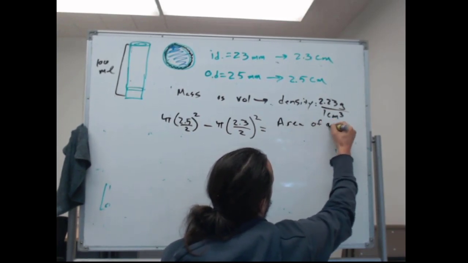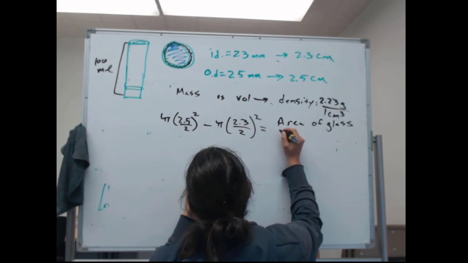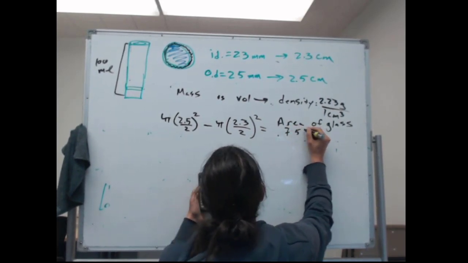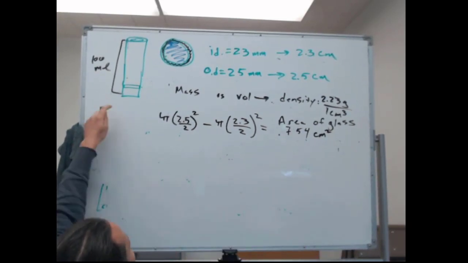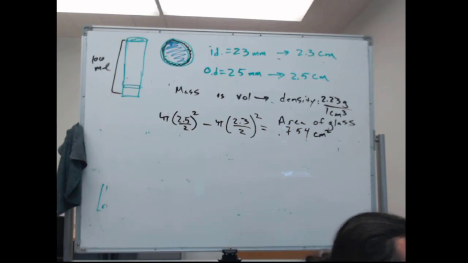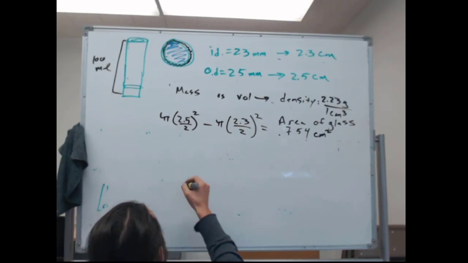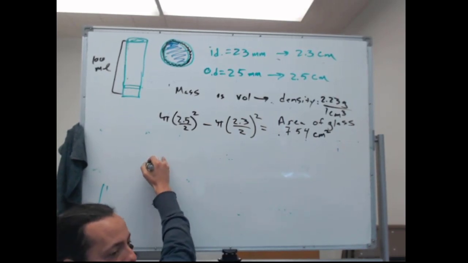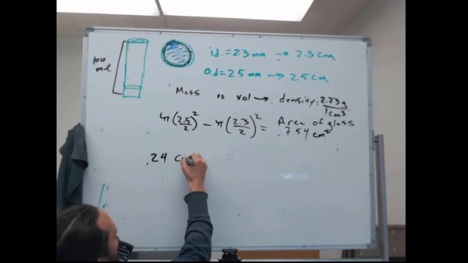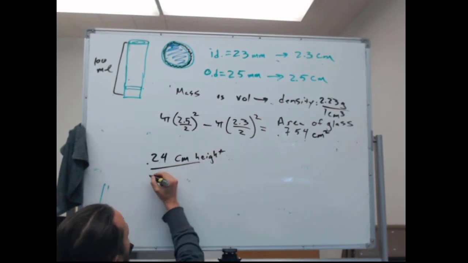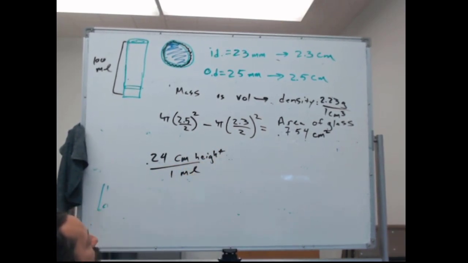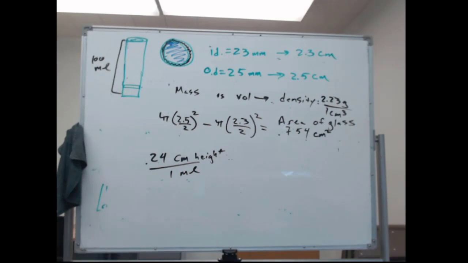So the area of the glass, which is just that ring, is going to be, based on the calculation I did, 0.754 centimeters squared. Now we have to take that ring of glass and translate it across the entire height of the cylinder. To do that, we need our answer from part A, where we've got 0.24 centimeters per 1 milliliter, recognizing that this is centimeters of height per 1 milliliter, not confusing it with the idea of centimeters to volume.